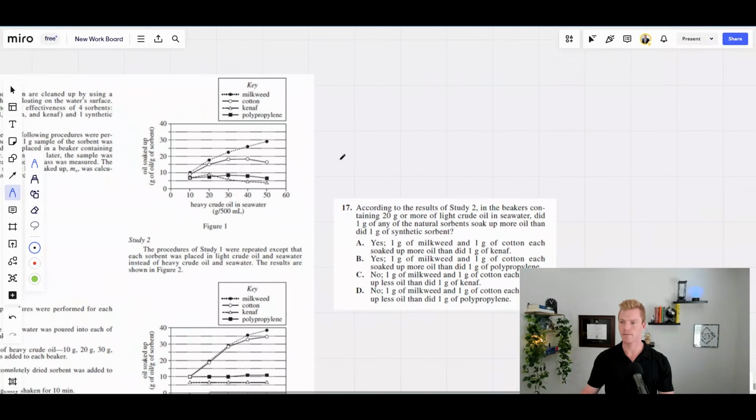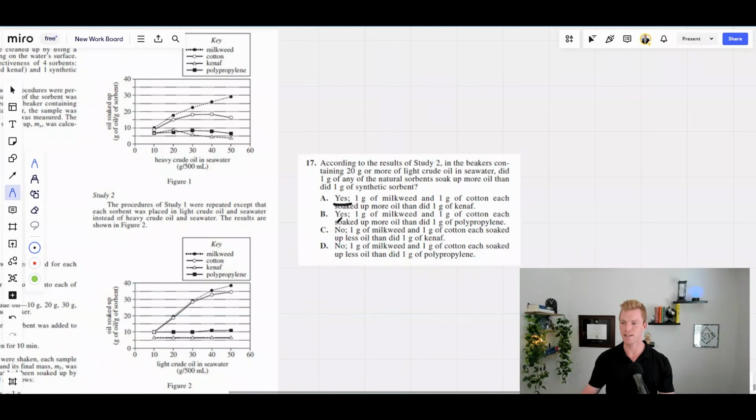Okay, so now we can look at this final question here. This one is actually a yes, yes, no, no question because it actually says the words yes and no.